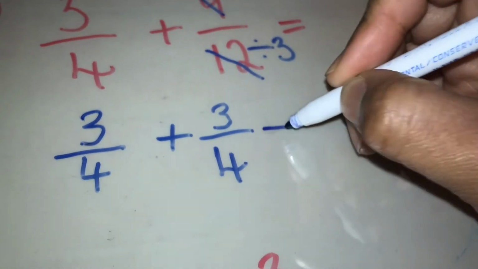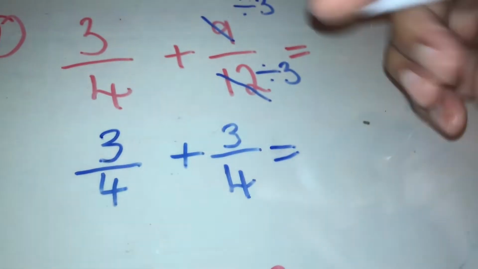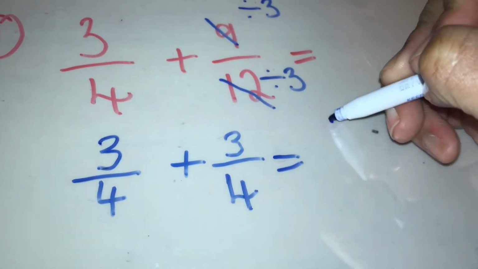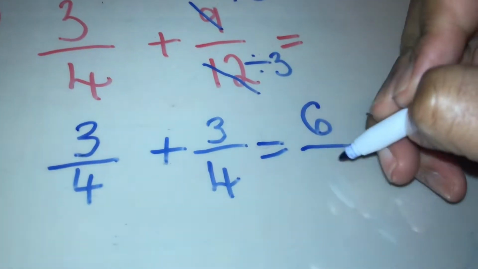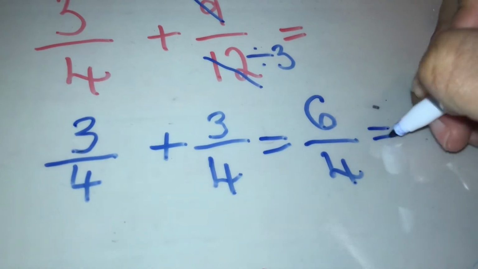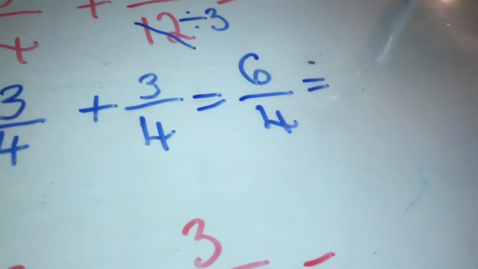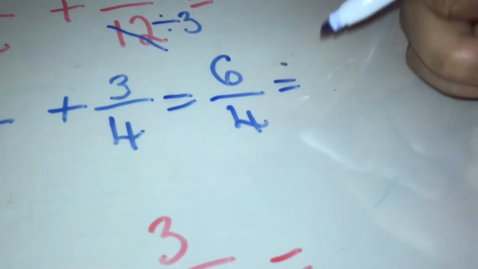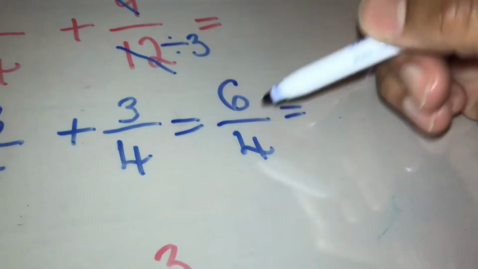So I'm going to put my equal sign. So 3 add 3 is 6. And then the 4's denominators, they're going to stay the same. So it's going to be 4. Right, now I'm going to turn that into a mixed fraction because we cannot leave it as an improper fraction like that. It's too top heavy.